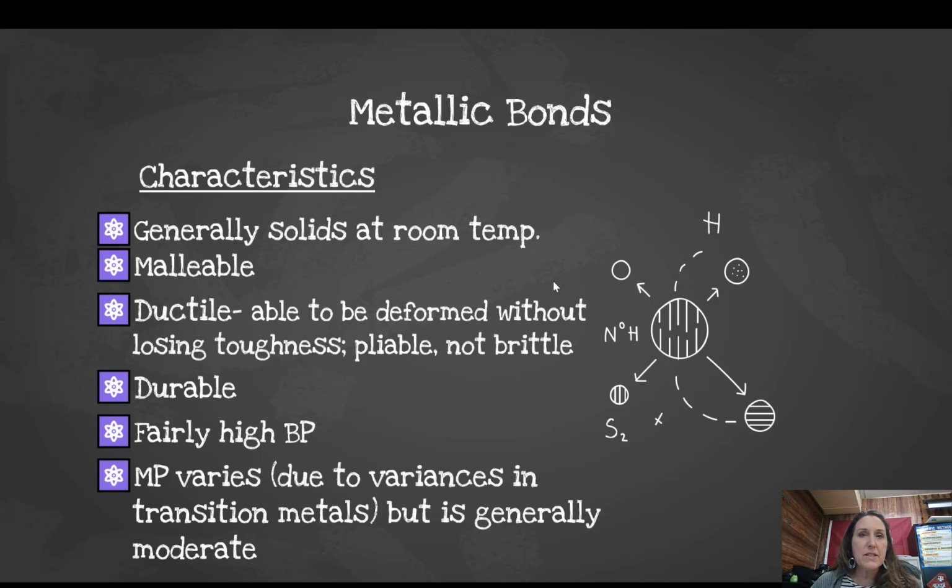Characteristics of metallic bonds: they are solid at room temperature. They're malleable, which means you can shape them into different shapes, like you can bend them. They're ductile, which means they're able to bend without breaking. So they're not brittle, they're pliable. Think like Gumby, you can bend them really easily. They're durable. They have a pretty high boiling point, which means it takes a lot of energy to boil. The melting points vary, but it's generally in the middle.